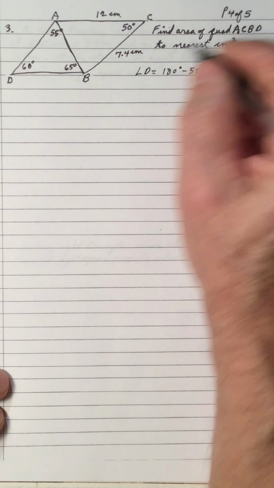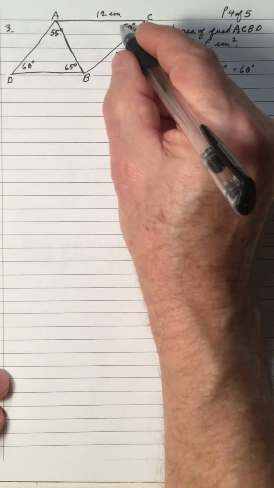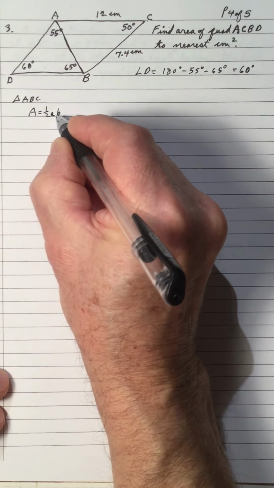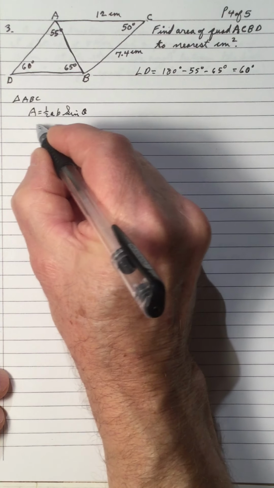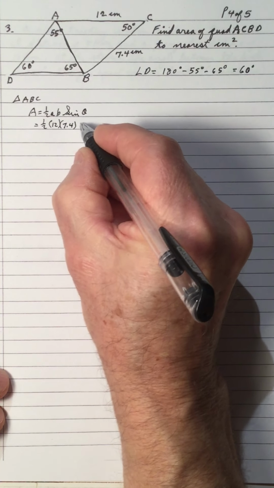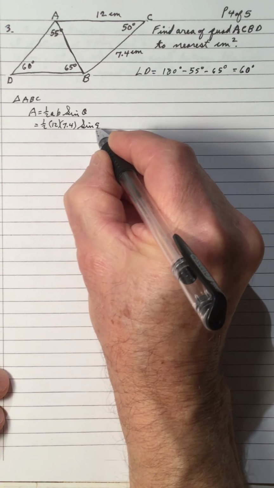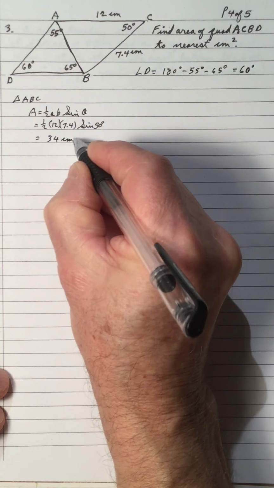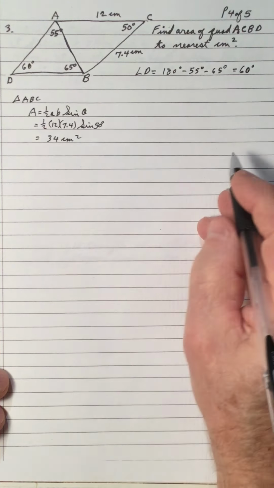Because the angles of a triangle add up to 180 degrees. So let's work out the area of this triangle. Let's take triangle ABC. So if the triangle is ABC, we have the area is a half of AB sine theta. So that's a half of 12 times 7.4 times sine 50. So working out the area of this triangle, when you work that out, it comes out to be close to 34 square centimeters. So we have that area.